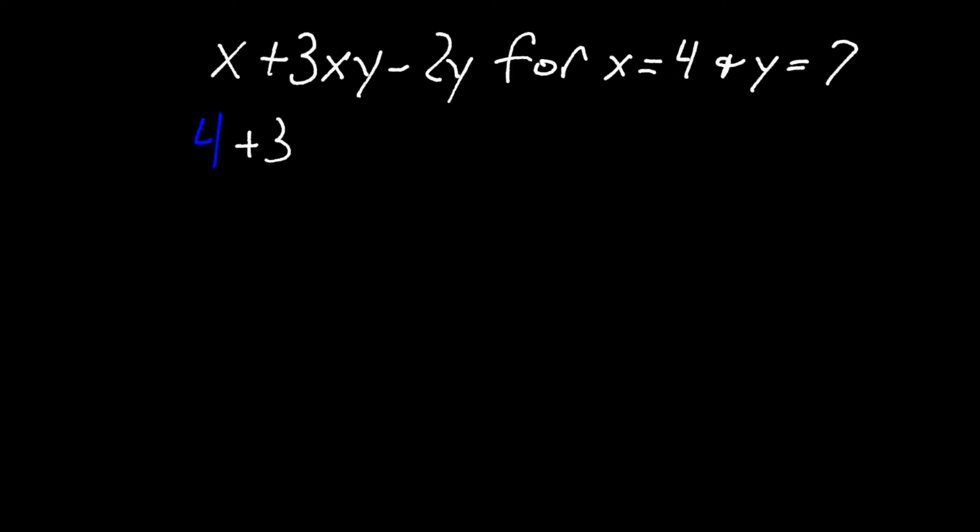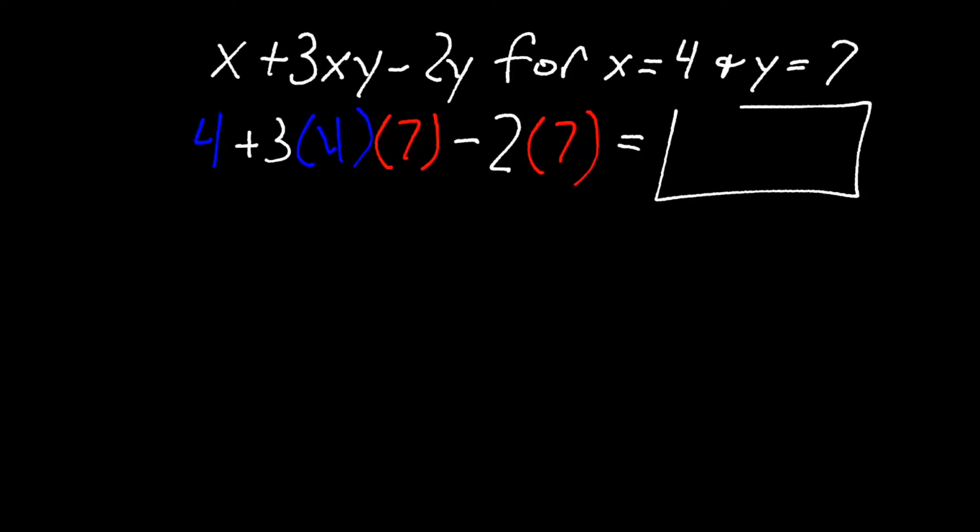Plus 3 times x, which we said was 4, so I'll throw a 4 in there. And then we're timesing that by y, which we're told is 7. So I'll throw a 7 in there. Minus 2 times y, which was 7. And now we don't have any unknowns. We can actually figure out what this equals. We can work through it and get a final answer.